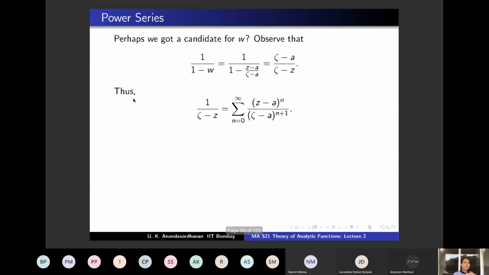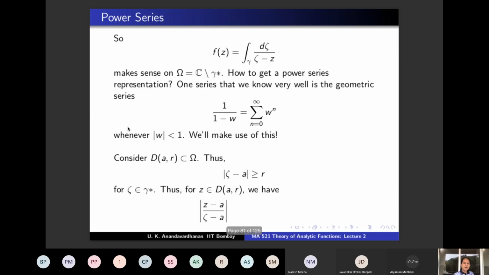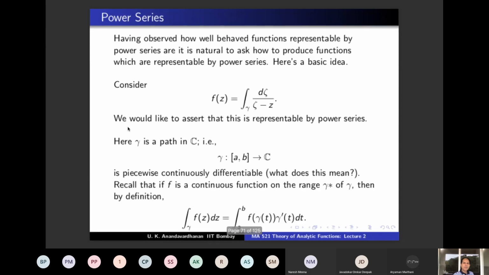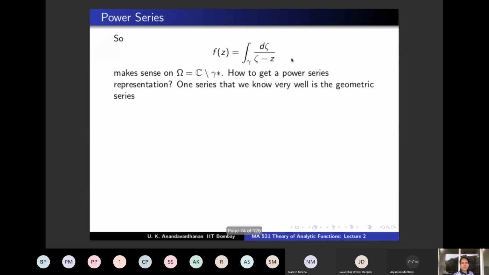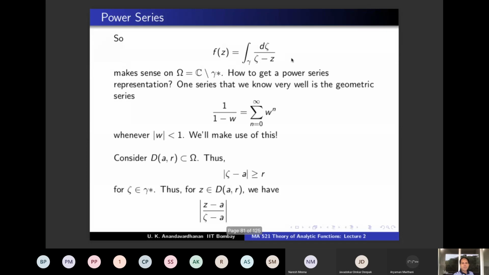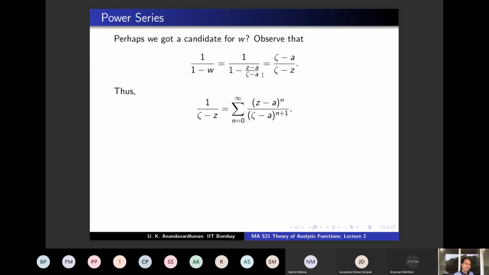And therefore, what is 1 by zeta minus Z? I am interested in 1 by zeta minus Z because that's what is coming in my formula. The integral was the integral of 1 by zeta minus Z. And here you get 1 by zeta minus Z, and this has a geometric series expansion because this quantity by our choices has modulus less than 1.